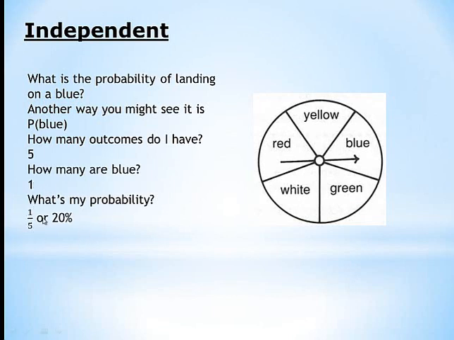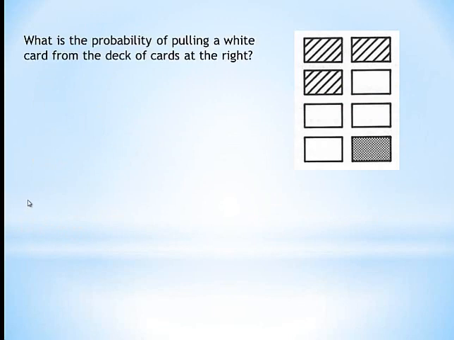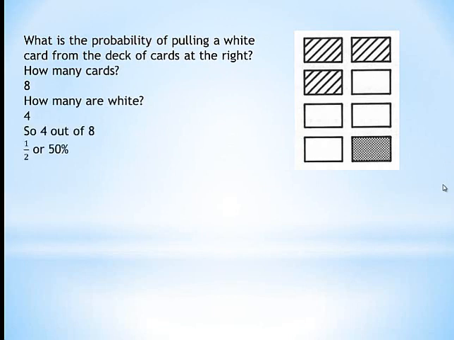Let's leave them as fractions right now unless the percent is easy to work. A fraction works every time, so let's just go ahead and leave them in fraction form. All right, what's the probability of pulling a white card from the deck of cards at right? Well, how many cards are there? 8. How many of them are white? 4. So I have 4 out of 8 or 1/2. You need to make sure you reduce it, and so this would be a 50%. I prefer you leave it as a fraction, 1/2.